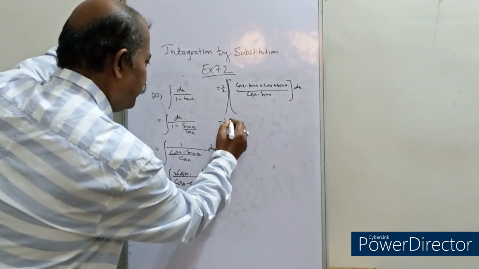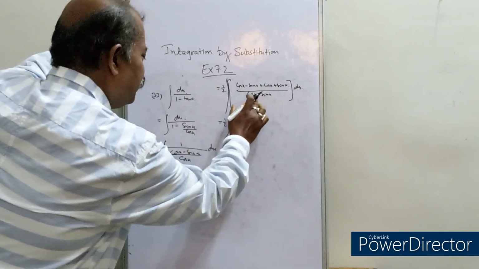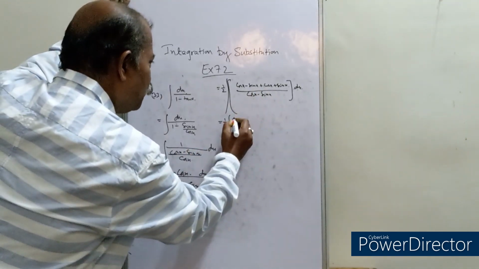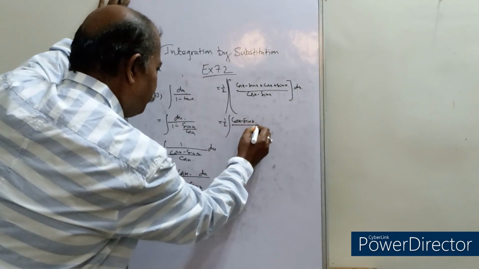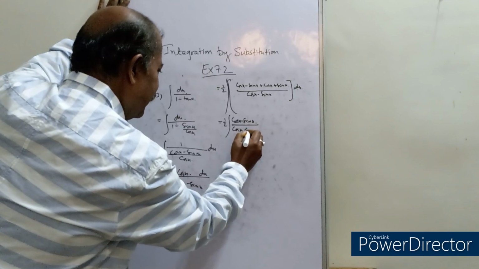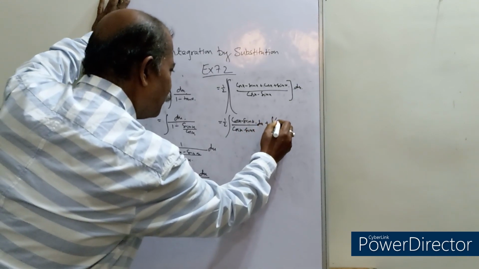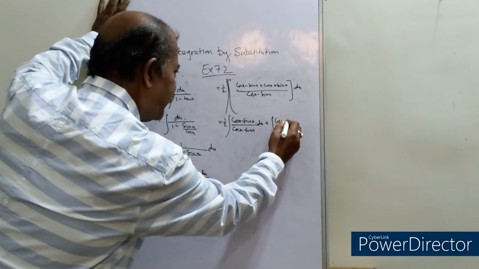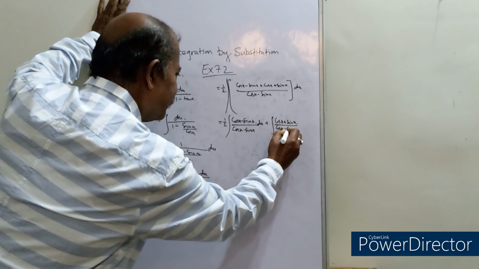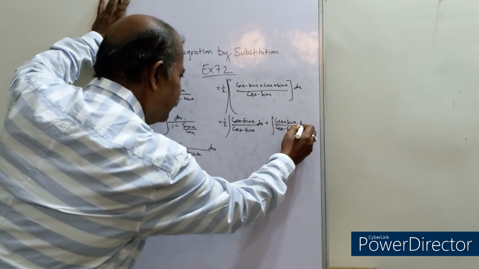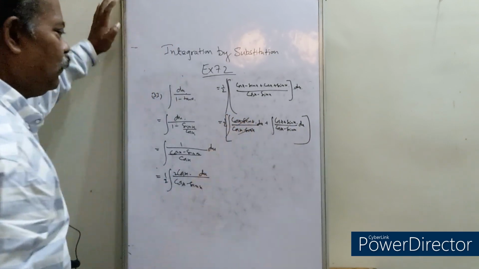Now I am going to divide this by the LCM, making it into two parts, that is cos x minus sin x by cos x minus sin x dx, plus cos x plus sin x by cos x minus sin x dx. Now here you can see clearly that this and this cancel out.